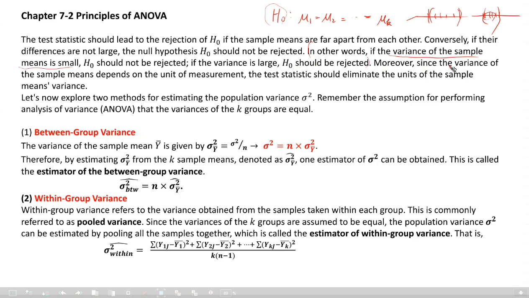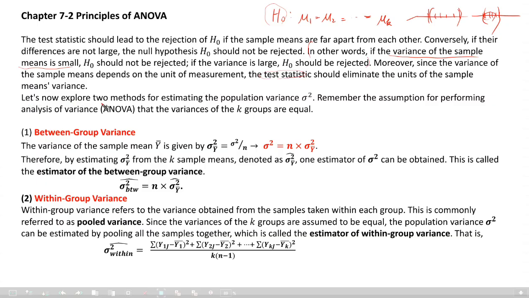Moreover, since the variance of sample means depends on the unit of measurement, of course, the test statistic should eliminate the unit of the sample means variance. We don't like this, a test statistic having some unit. So the test statistic must be unitless, right?